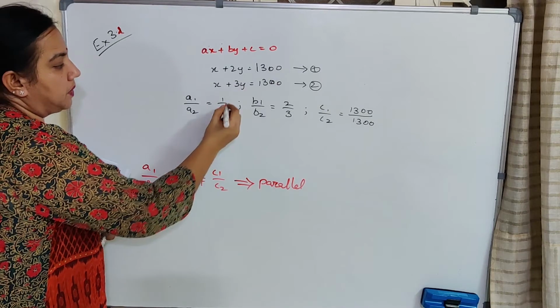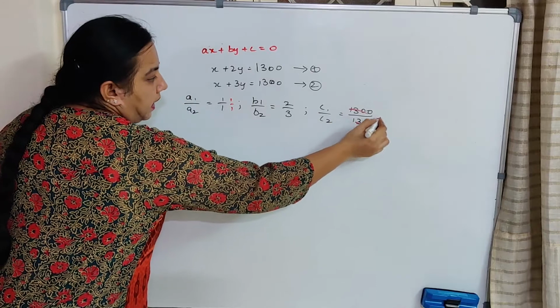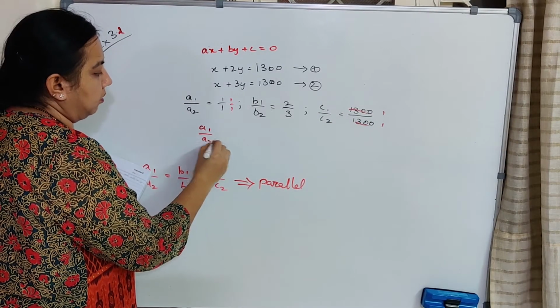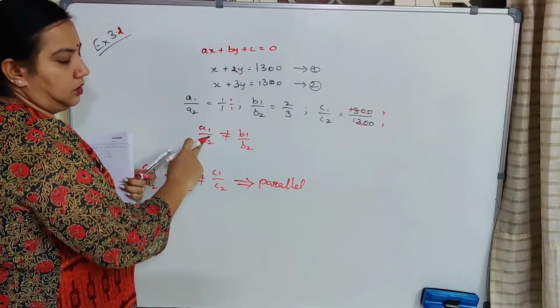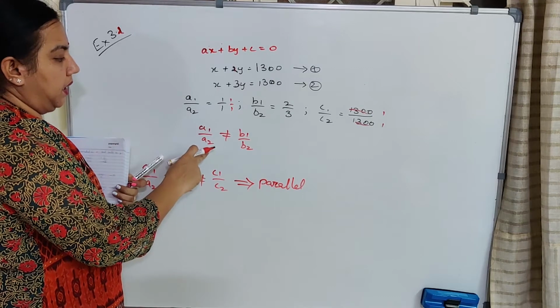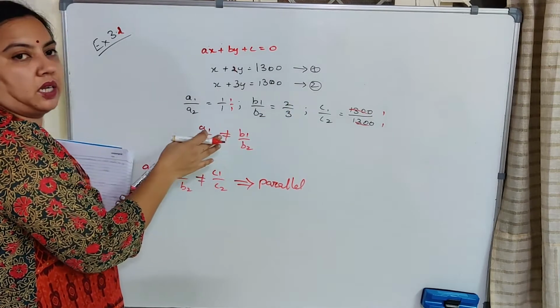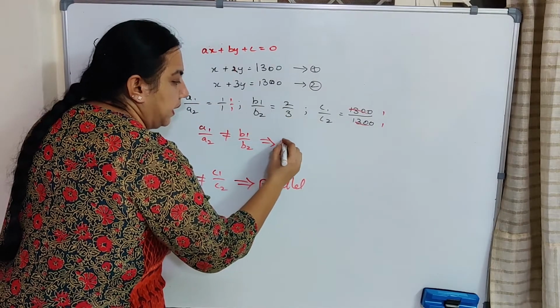Here again this becomes 1 by 1, and here it doesn't cancel. Here again the constant gets cancelled, 1 by 1. So what do we understand? a1 by a2 is not equal to b1 by b2. First, if this part itself is not equal, we need not consider the third part. It means these two lines will intersect.